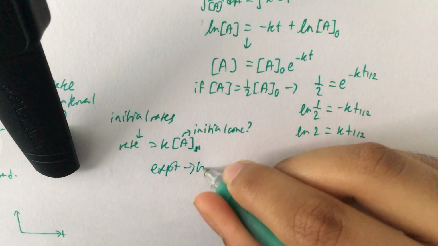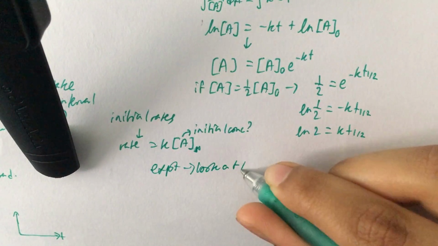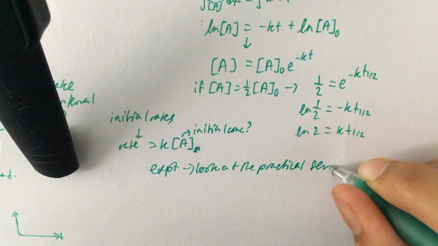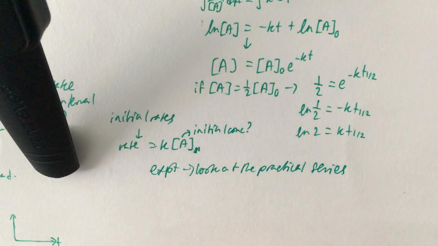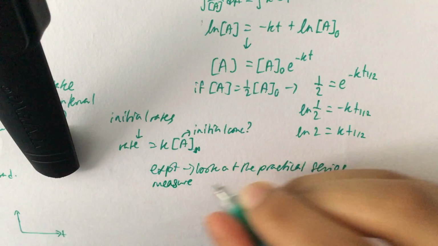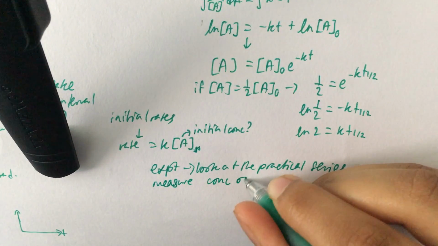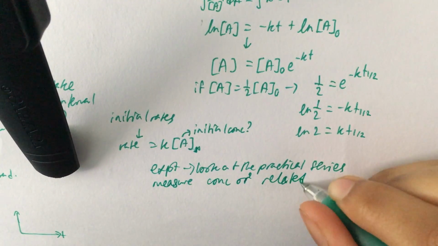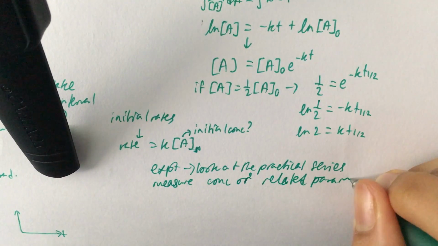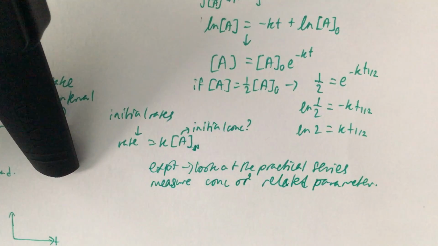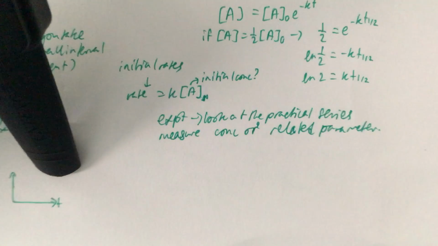For that, you need to be able to measure the concentration or some kind of parameter at certain points of time. I think I mentioned this in greater detail in my chemistry practical series, so if you want to check that out, you can. I think it's the episode on kinetics and energetics, but I don't remember which one it is. So the idea is you calculate a certain parameter which is proportional to concentration.